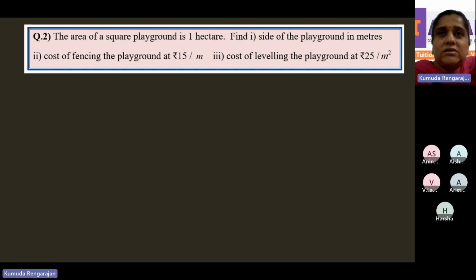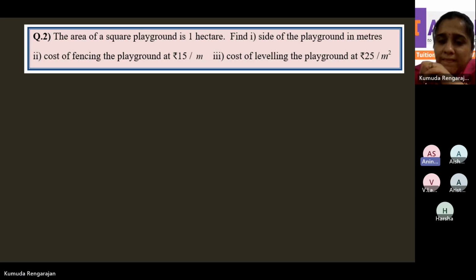This is the next question. Have we done this by any chance? Have we already done this sum? No, right? Ma'am, the same kind of sum, but the values are not same. Very good. Thank you. Then please continue.